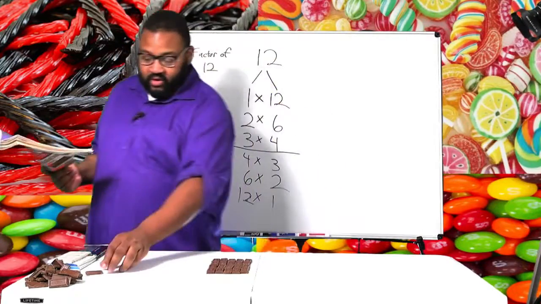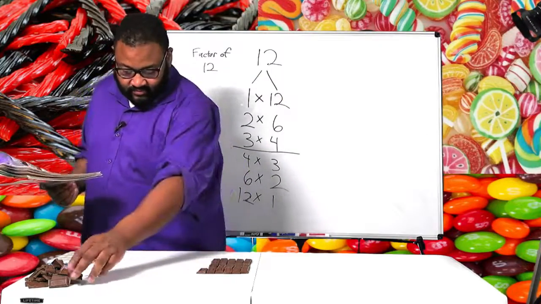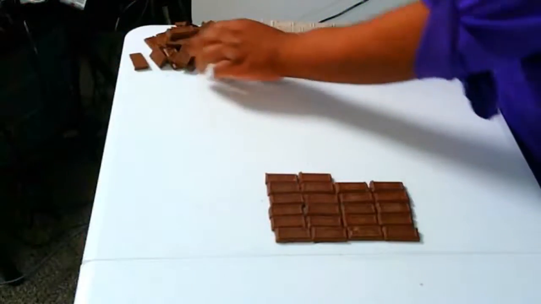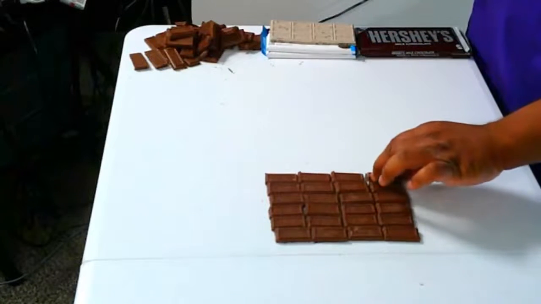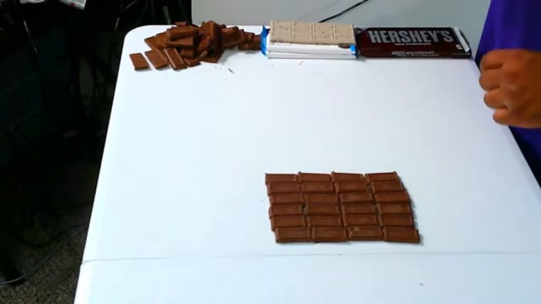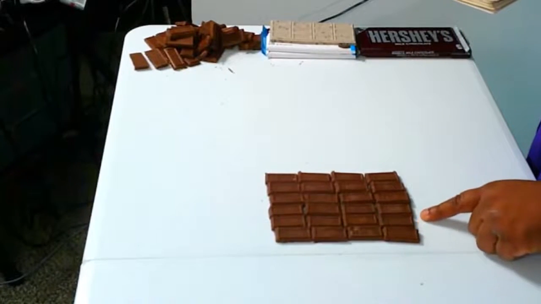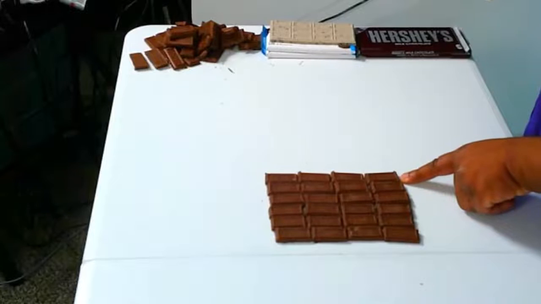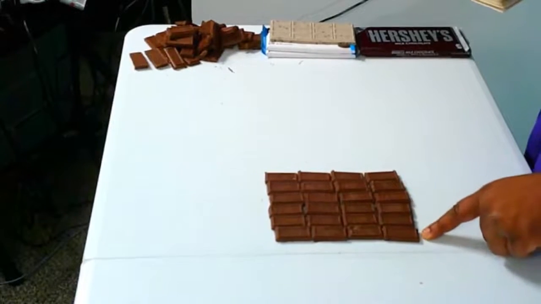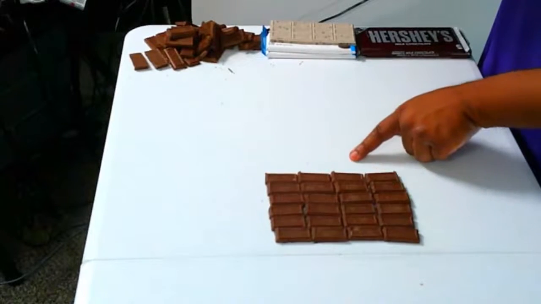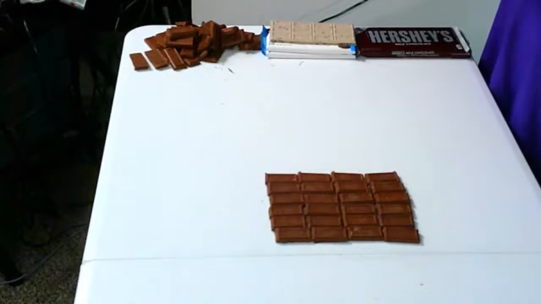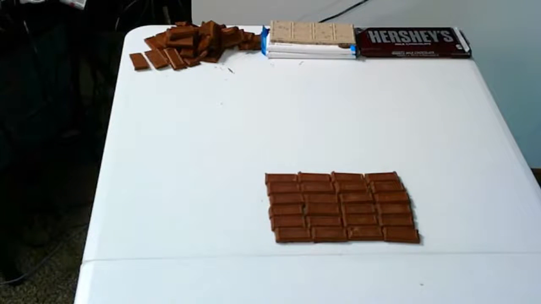All right, we'll add one more. Now I have 1, 2, 3, 4, 5, 6 on the side, and on the top I got 1, 2, 3, 4. That is 6 times 4, which is 24. And it is also 4 times 6, which is 24.